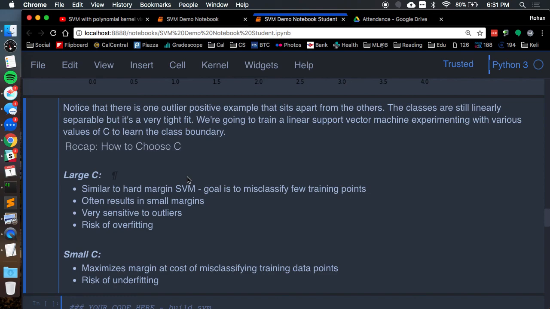A small C maximizes the margin at the cost of misclassifying these training points. So the risk of a small C is that you could underfit. You won't be able to learn the optimal boundary, basically, because you're letting too many points be misclassified. So we generally want to figure out what this best C is.